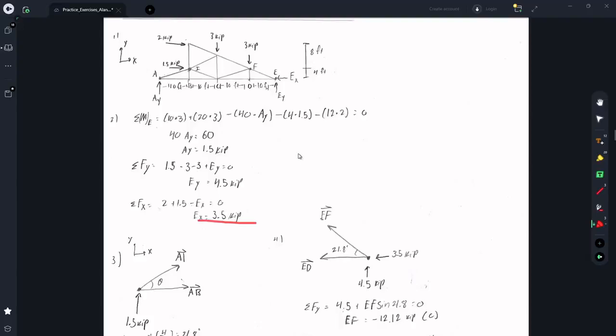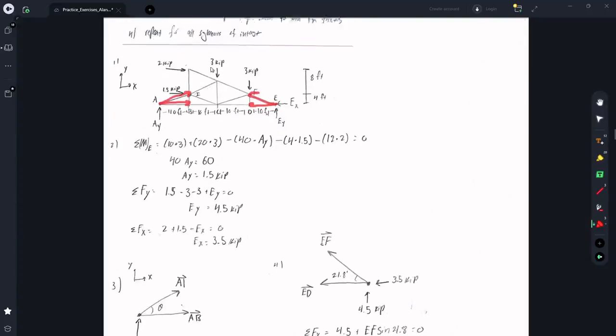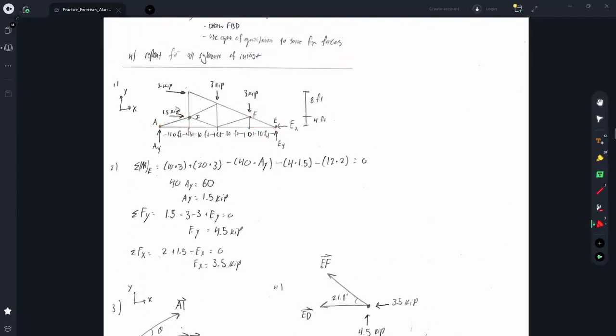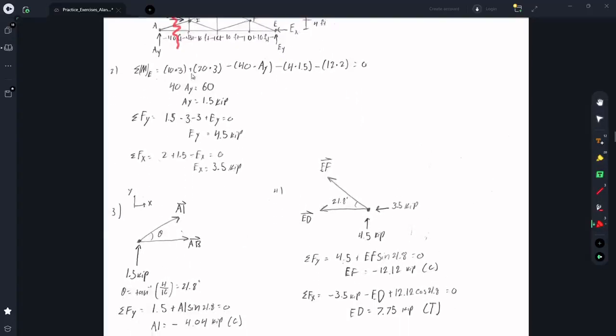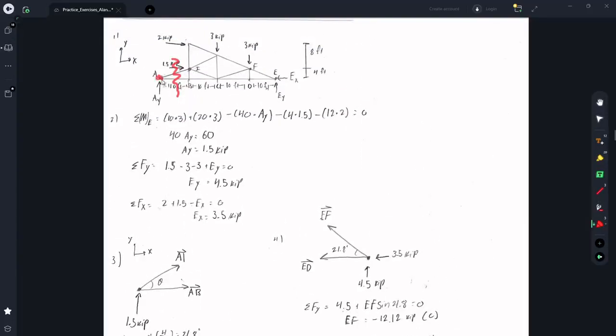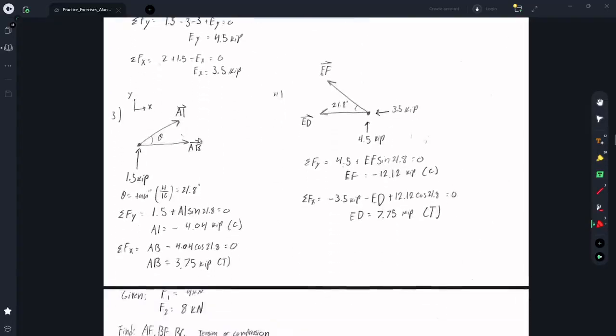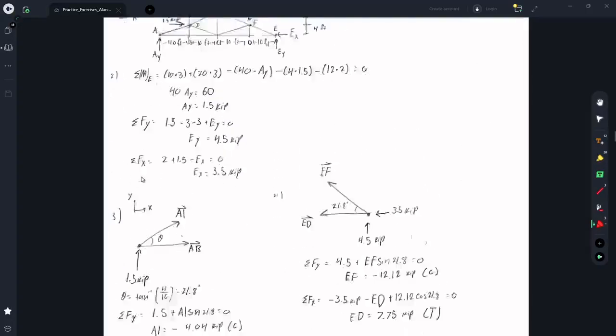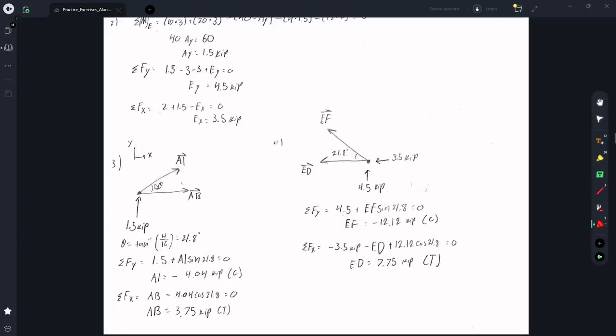So we have our support reactions from analyzing global equilibrium, but now we need AI, AB, ED, and EF. To get these, we can just cut through the truss. So first, we're just going to cut through here. And then doing this, we can draw a free body diagram of this point A, which I did right here. Because these members are cut, they can just be treated as forces. And we're just going to assume that every force acts in tension, so away from joint A.